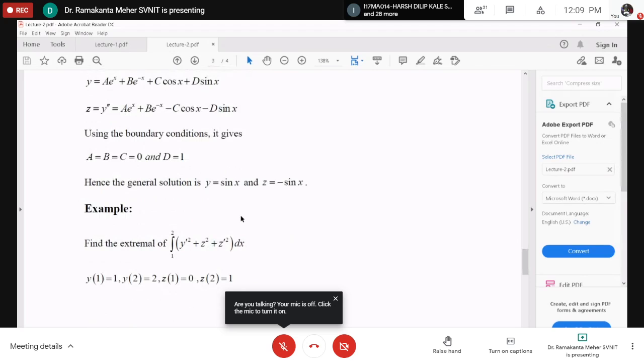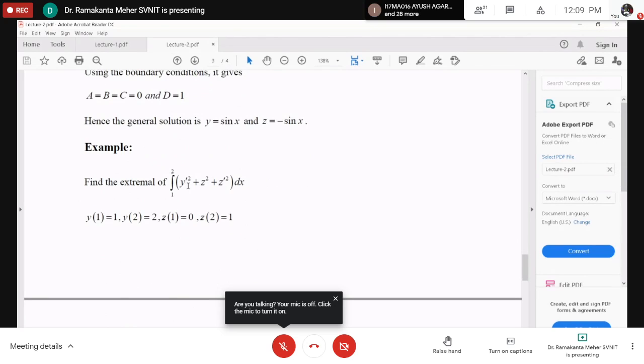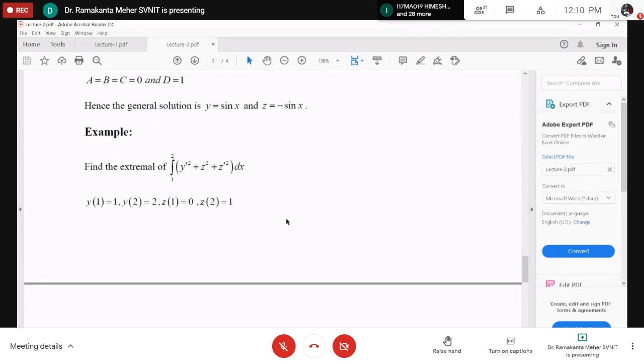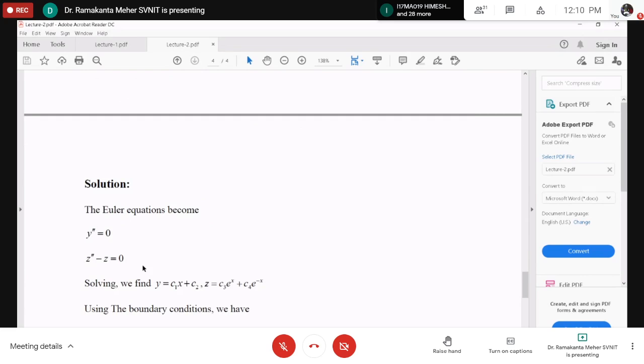Similarly, if we take another example here, suppose the integral of y d square plus z square plus z d cube dx. Here also we need four conditions, but let us see what the Euler equation is here. Now the Euler equation is like this.